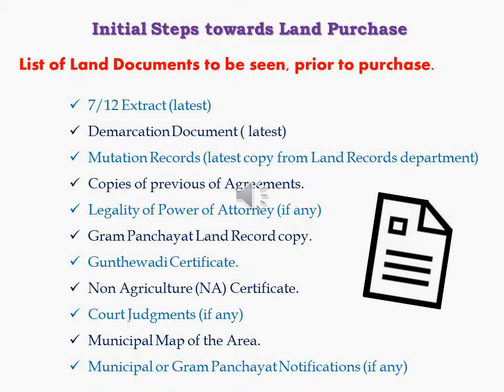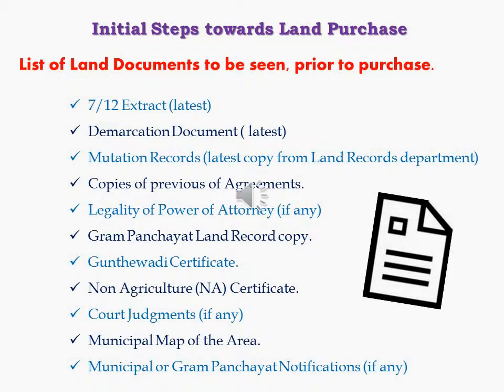Fourth is copies of the previous agreements. The current owner will provide all the copies of the previous agreements, which you can correlate to the 712 extract and the mutation records and understand the validity of the agreement. It will give you a history of what has been happening.